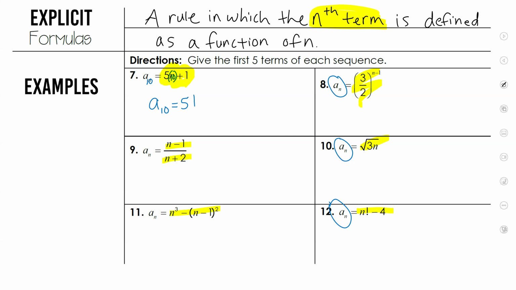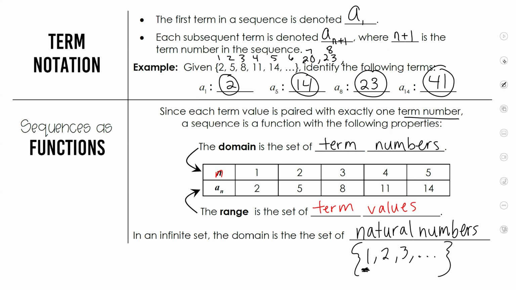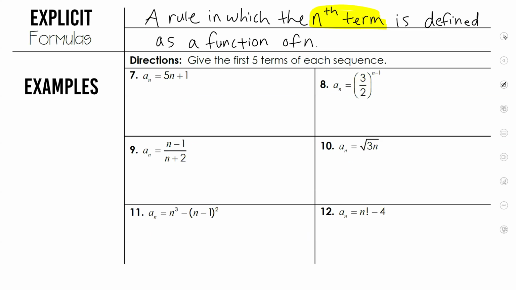So what we're going to do is give the first 5 terms of each sequence. I'm going to start off with number 8, because that one might be a little bit challenging. So let's look at number 8 together. So remember, guys, from our notes, whenever we're doing a set, we're going to do our natural numbers. So we're going to start with a 1, okay? That is what we're always going to start off with. So I'm going to start off with the first term, that's A1. And wherever I see the letter N, I'm going to replace it with a 1. So right here, I plugged in a 1.